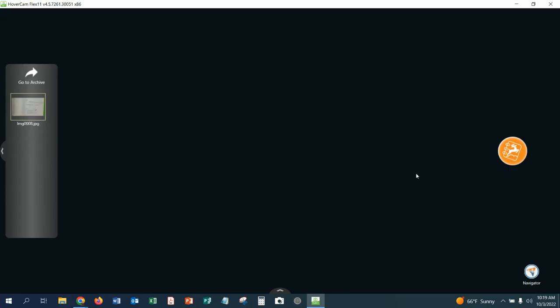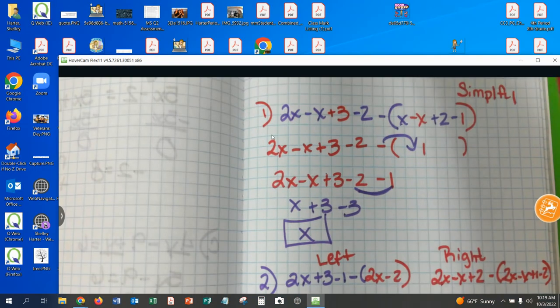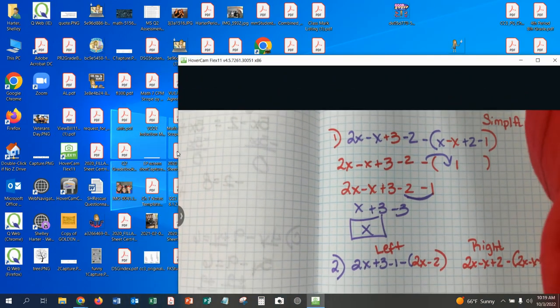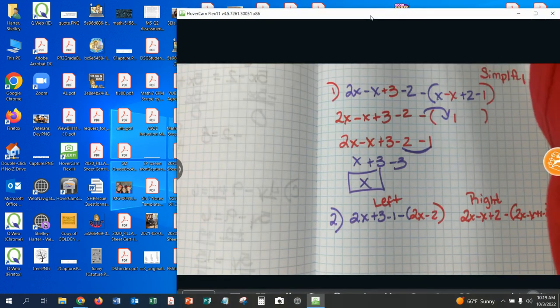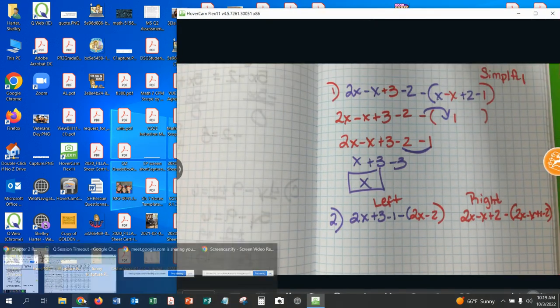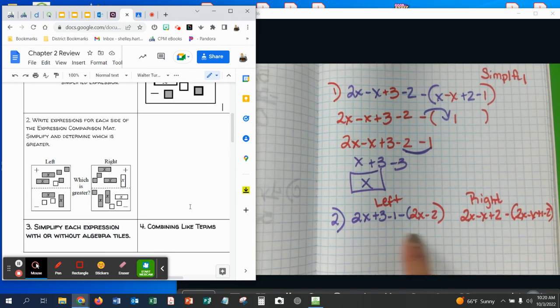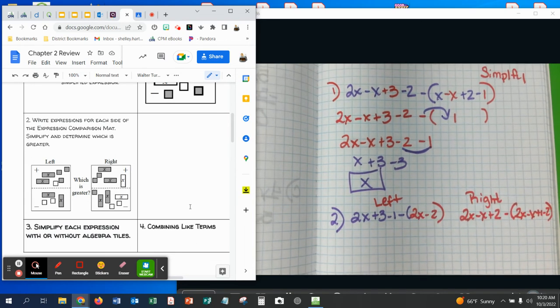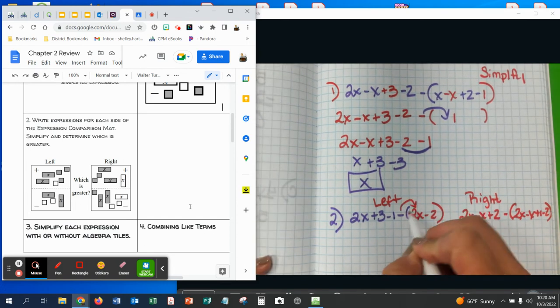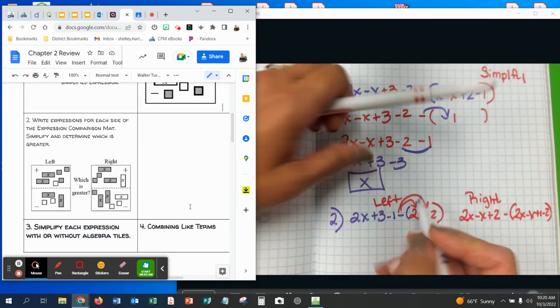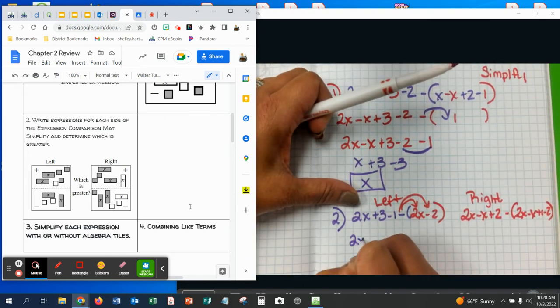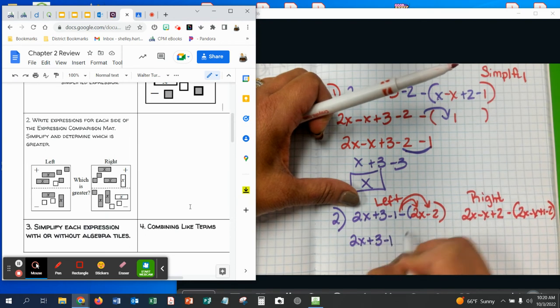Did you write what you had down? You should have 2x plus 3 minus 1, and so on. Okay. Can you simplify what's in the parentheses on the left-hand side? No. The first thing we need to do is distribute the negative. So I'm going to do that, and then I'm just going to rewrite. So I have 2x plus 3 minus 1 minus 2x plus 2.